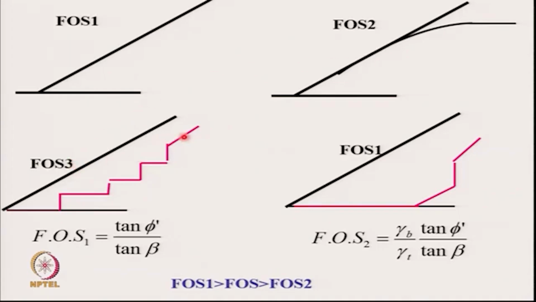If I look at the upstream method of construction, my phreatic line looks something like this. Here the flow is close to the surface. In the downstream method of construction, the phreatic line looks like this. It is far away. So the factor of safety for the downstream method of construction is very similar to the factor of safety for the dry slope, because this is primarily dry and your failure surface will probably go like that. Whereas in the upstream method, the failure surface goes a little deeper, and therefore the factor of safety lies between these two values. This is high, this is low, and the upstream method lies somewhere in between.